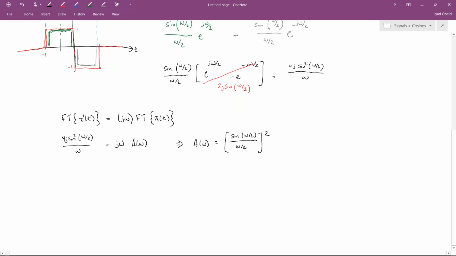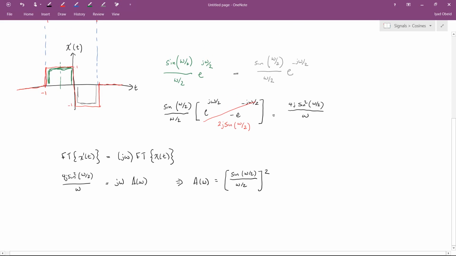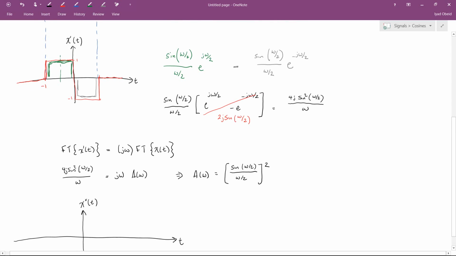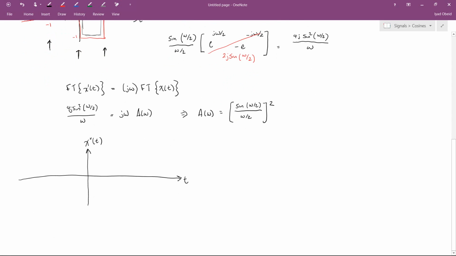So, that's pretty good, but I can do you one better. Let's show that we can get the exact same answer, but instead of working with the first derivative of x, what if we worked with the second derivative of x? So, the second derivative of x obviously is just the first derivative of the first derivative, and it's going to be 0 just about everywhere, x double prime of t, except at these edges we're going to get impulses. So I'm going to have an impulse here, I'm going to have an impulse here, and I'm going to have an impulse here. So let me draw those impulses for you.